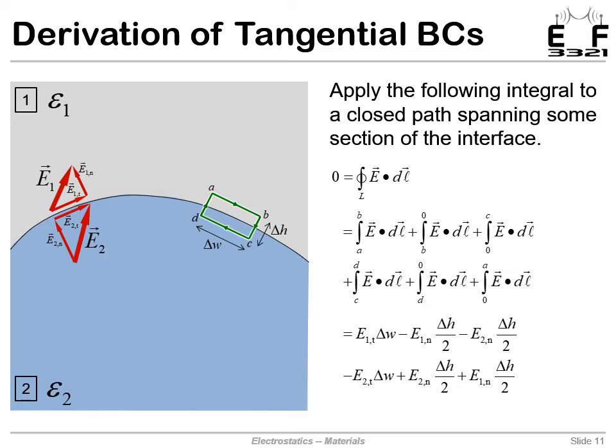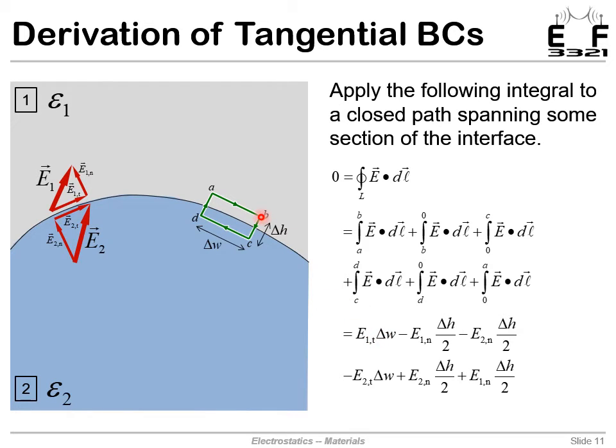Now if we go one term at a time, this is what we get. So when we're integrating from A to B, this is tangential to the interface. So the field is simply E1 tangential. And the length of that is delta W. So this first integral is just E1 tangential times delta W.